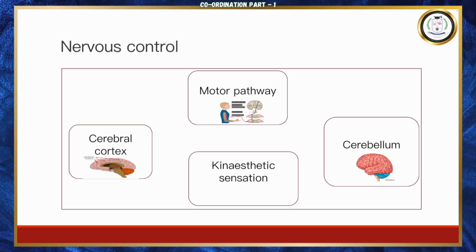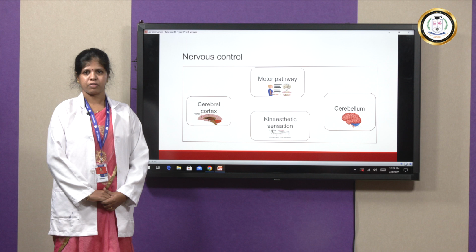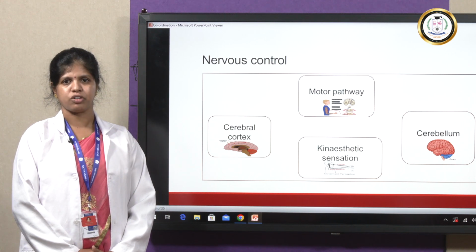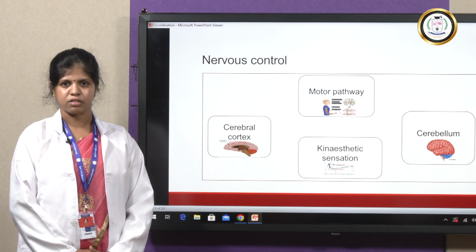Next comes your kinesthetic sensation. So what is kinesthetic sensation? Kinesthetic sensation is your joint position sensation. Previously, whatever we discussed, whether the motor pathway, the cerebral cortex or the cerebellum, everything was in terms of impulse transmission, planning the movement, executing the movement, the muscle power output, and balance.